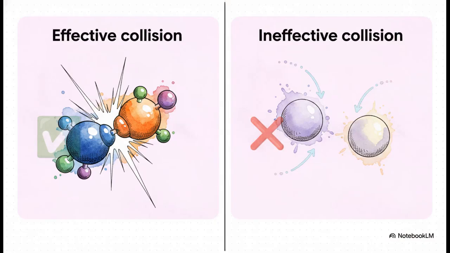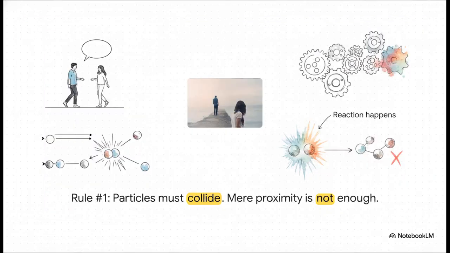But here's the catch. Just bumping into each other isn't an automatic victory. We have to divide these impacts into 2 very different categories. An effective collision is a successful one. It successfully leads to the formation of our products. An ineffective collision, on the other hand, is just a bounce. The particles hit, but absolutely no reaction occurs and no products are formed. Our goal, obviously, if we want a reaction, is to guarantee effective collisions. Think about it like everyday life.